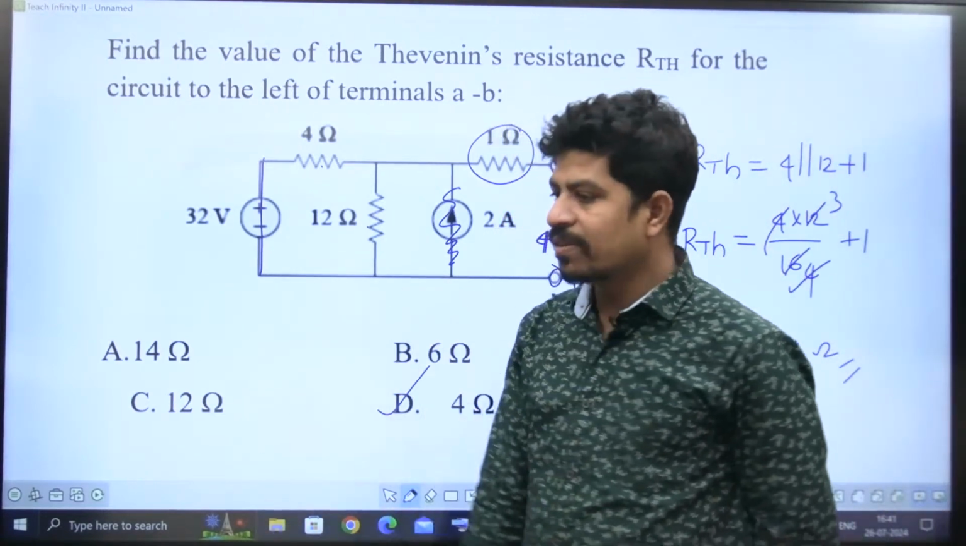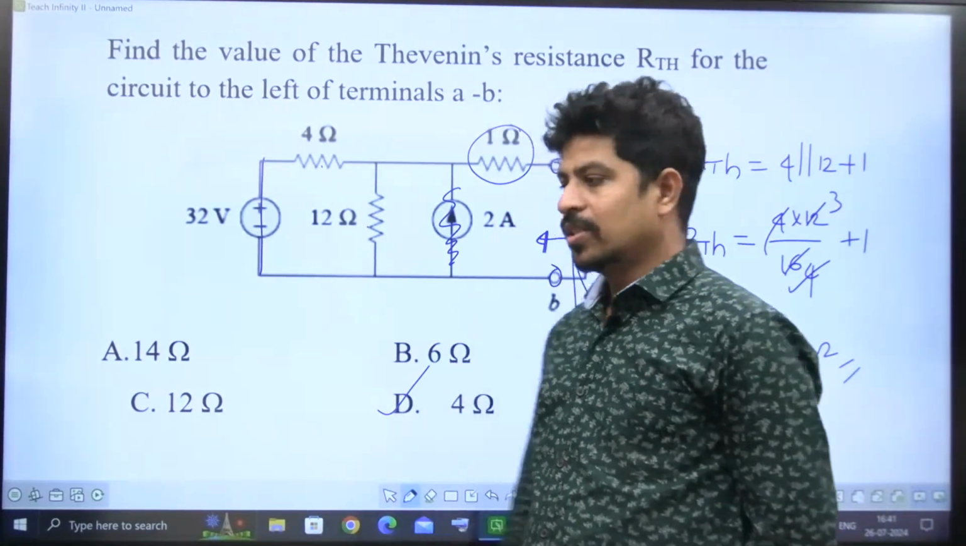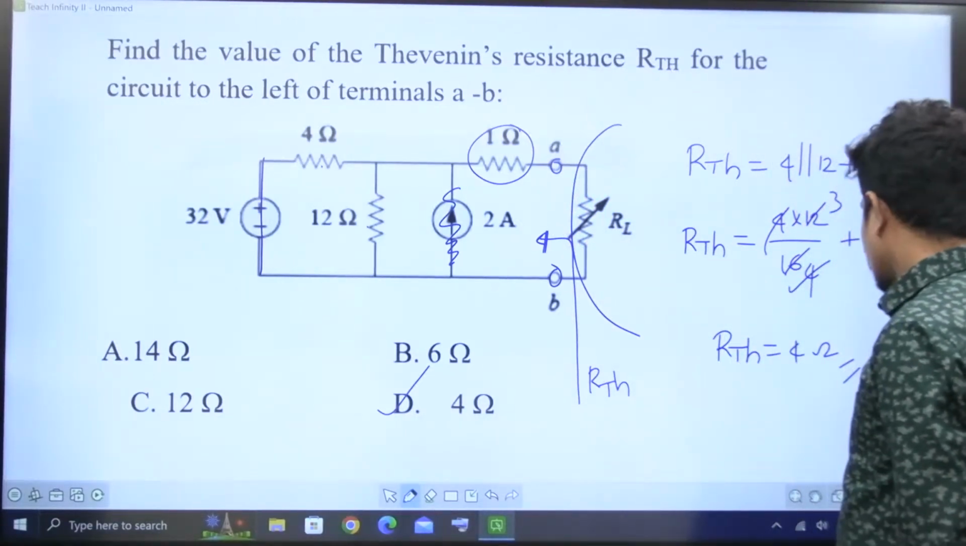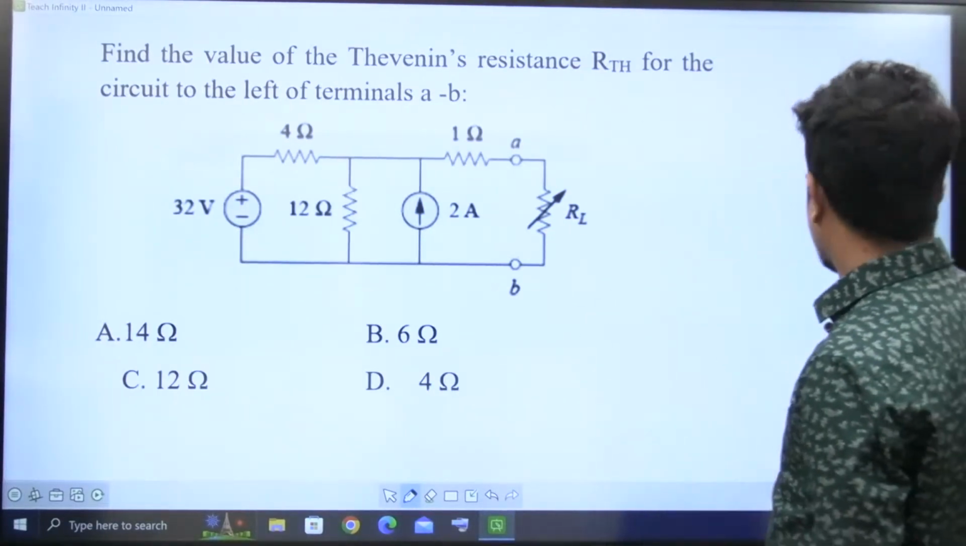Option is D, D for Delhi. Right? Yes. Let's go for the next question. Yeah, same question, it got repeated.